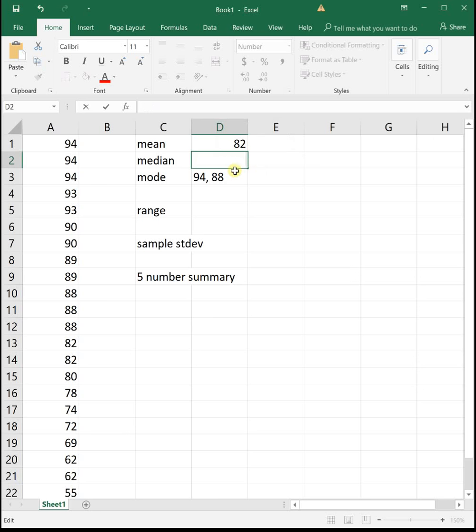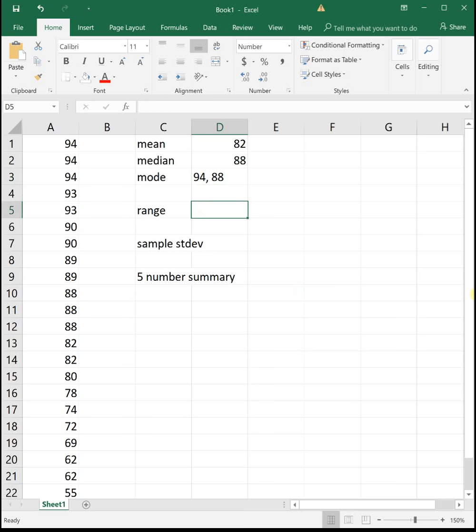Why is that not showing up? I'll retype it in. So the equals median function. There we go. And then the mode for this one, we just looked and we saw that 94 and 88 both showed up 3 times each, so we called that the mode.